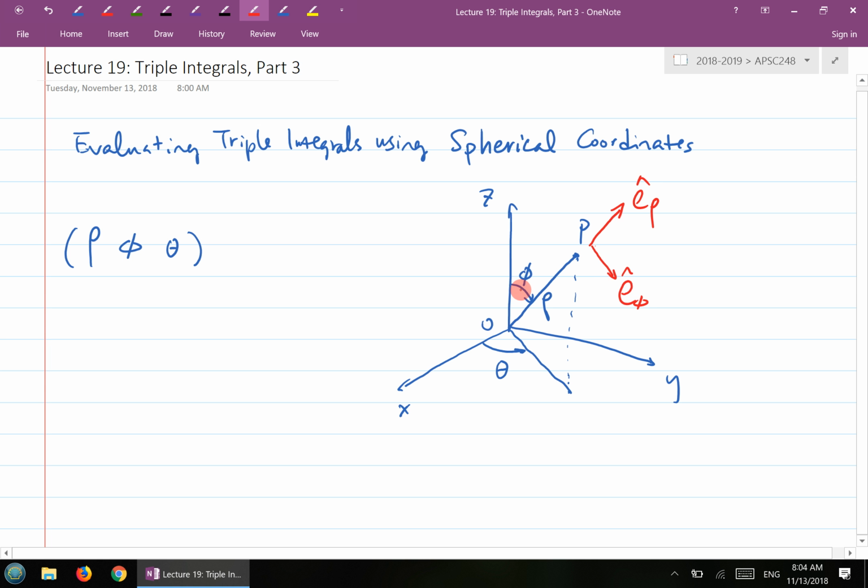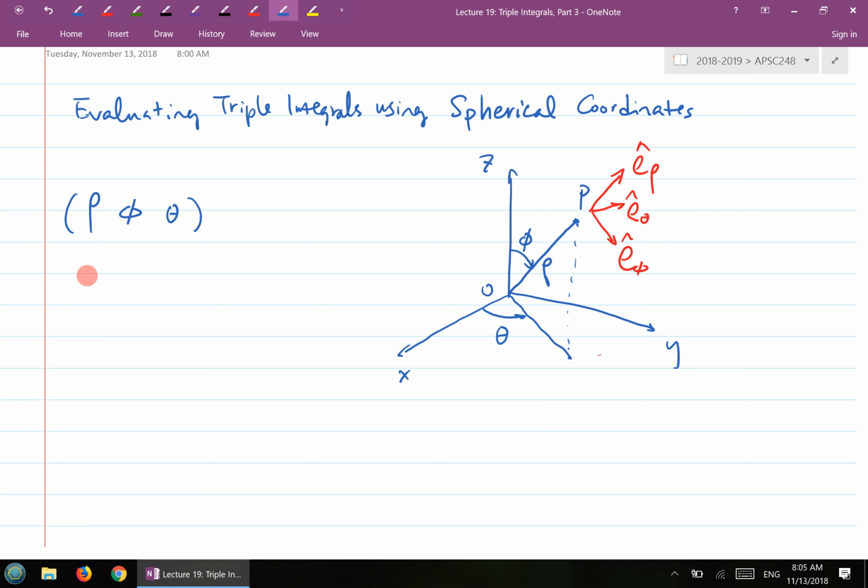If this is the z-axis here, and this is OP, then this is the phi angle here. So E phi is a unit vector perpendicular to that, and that's the direction of rotation for the phi angle. And lastly, you have the theta angle here, whose unit vector is perpendicular and points this way, E theta. So now you have three unit vectors perpendicular to each other, orthonormal to each other. So that's your spherical coordinates, with the variables rho, phi, theta.